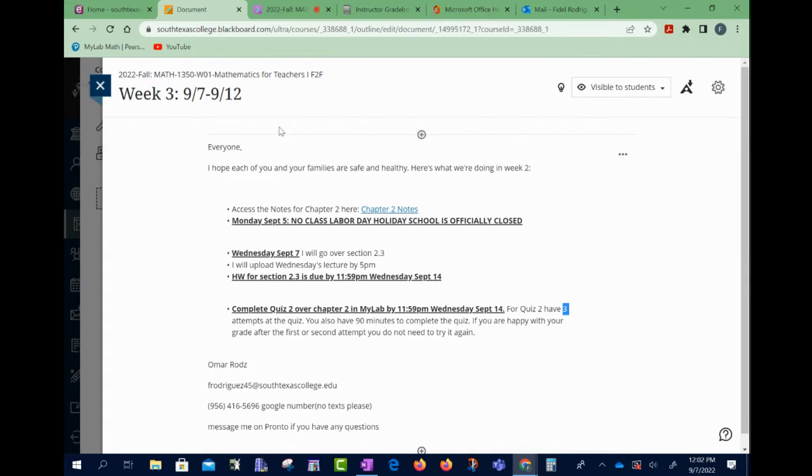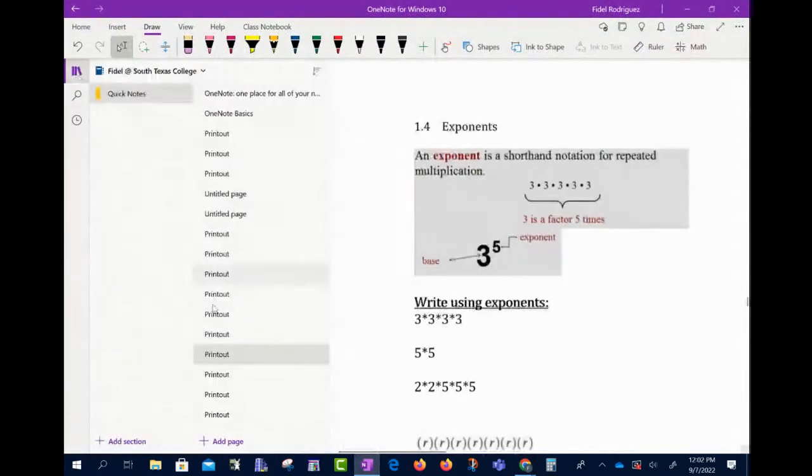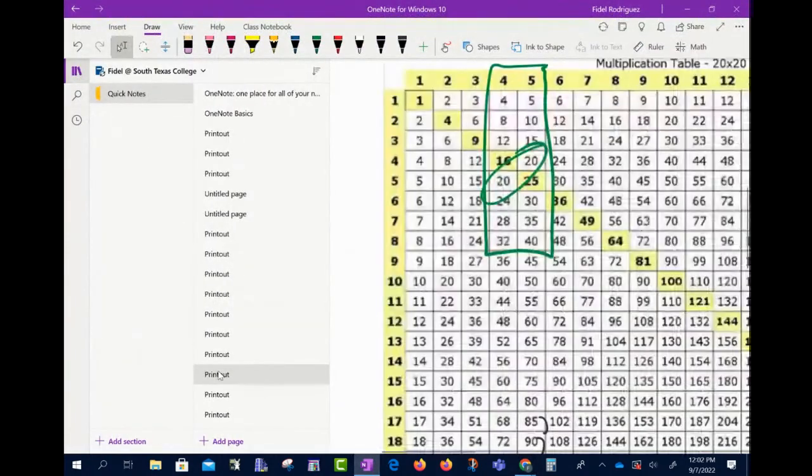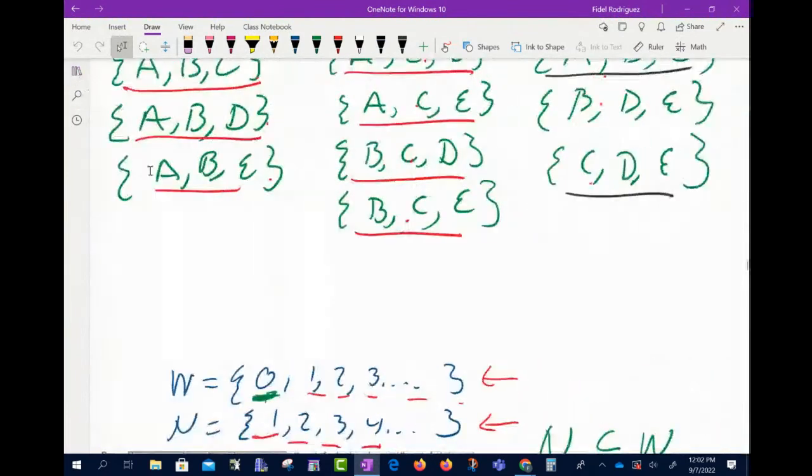All right, so anyway, let's go ahead and go through section 2.3. So let me grab my notes over here somewhere. That's not us. That's not us either. I believe this is probably us. Here we go.